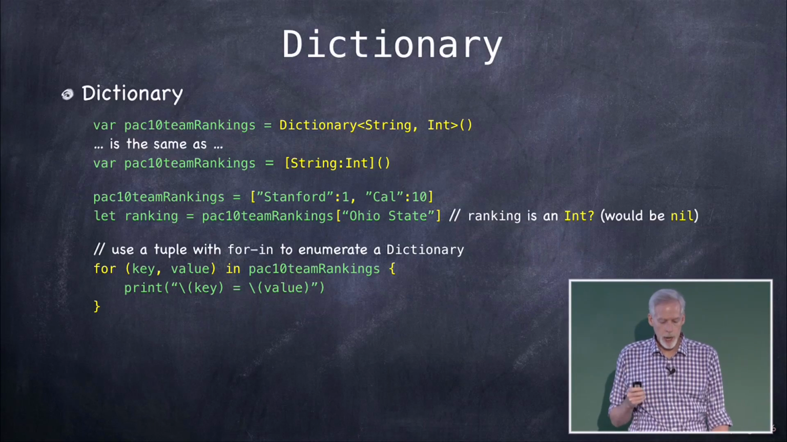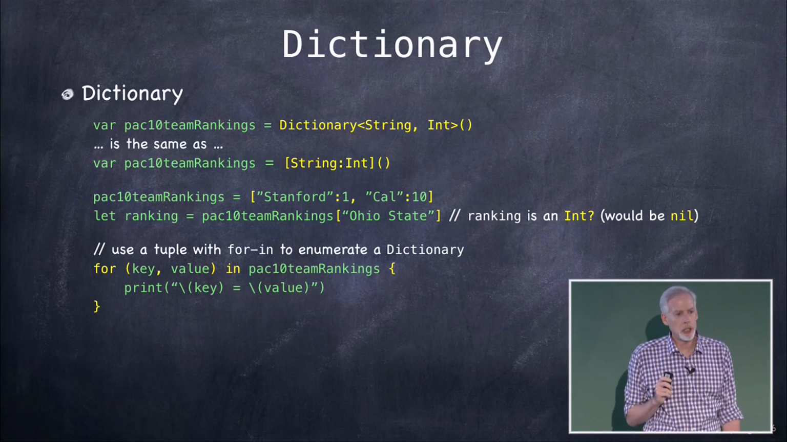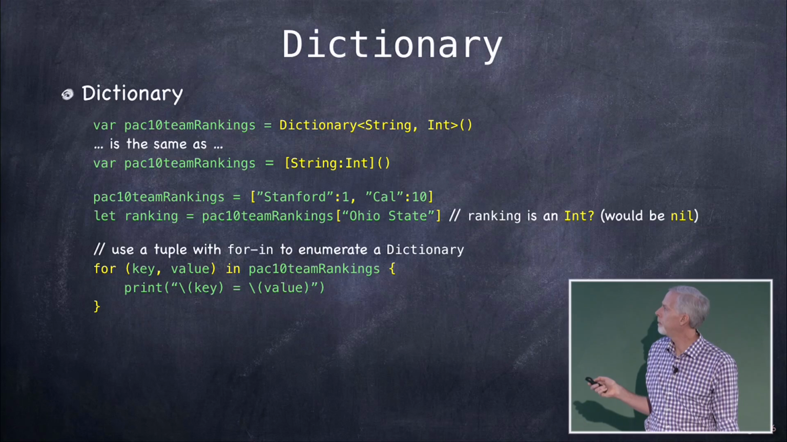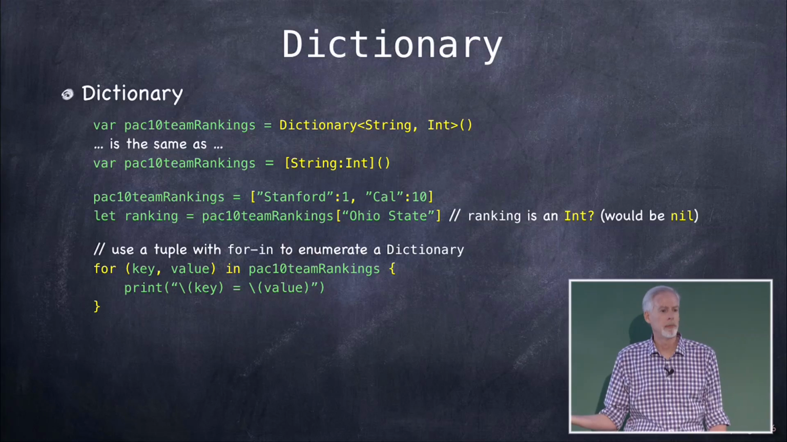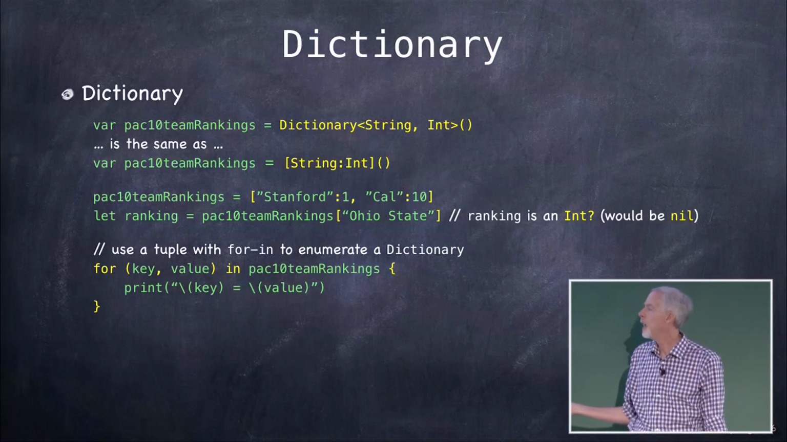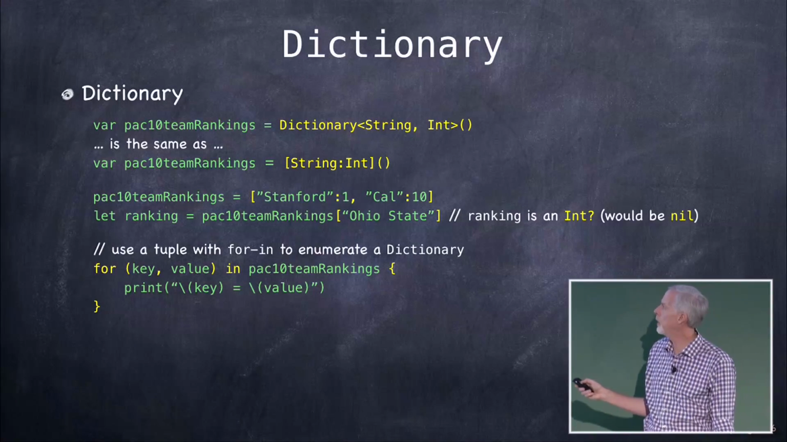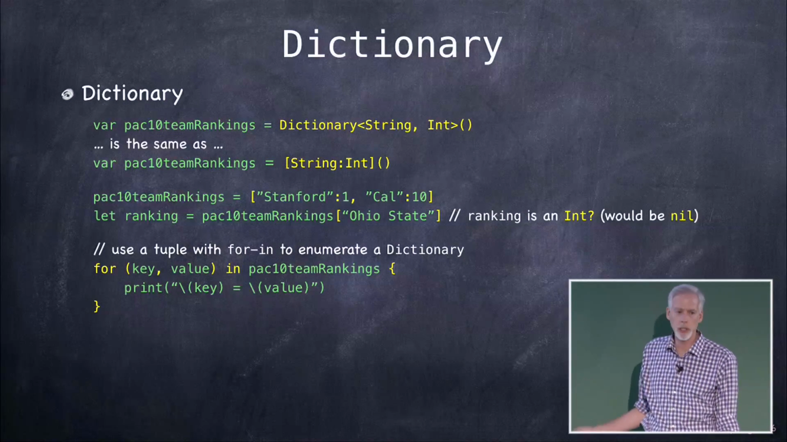The way you enumerate through a dictionary is using a tuple, okay? For key comma value in Pac-10 team rankings. Inside here, key is going to be the key, and here's going to be the value for each of the things in the dictionary. Pretty cool. And again, you could put underbar here if you just wanted the keys, or underbar here if you just wanted the values.